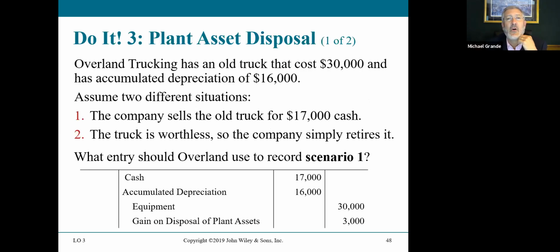Here's an example. Overland Trucking has an old truck that costs $30,000. It has accumulated depreciation of $16,000. Assume two different situations. One, the company sells the old truck for $17,000 cash. So here's the journal entry, scenario one. They received the cash, $17,000. Remove the old accumulated depreciation of 16, remove the asset of 30. In order to make the journal entry balance, in order for debits to equal credits, you need a credit, gain on sale of plant assets.